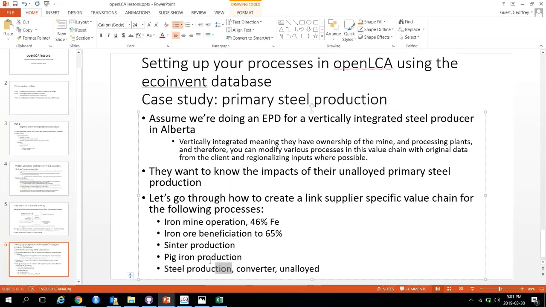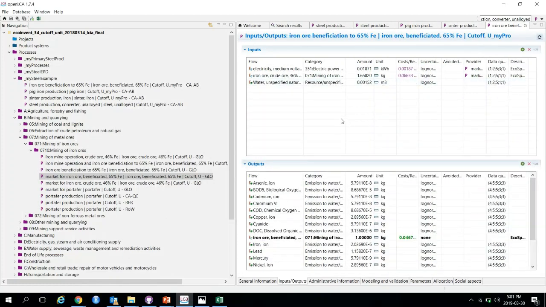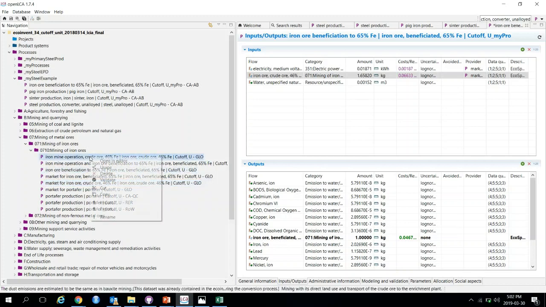So we've basically created these 4 processes. Now we just need to do one more, and that's iron mine operation, with 46% iron concentration in the ore. Let's close this, we don't need this now. Let's look at our iron ore beneficiation to 65% process, and we see there it is. Assuming the global, we look at the ecoinvent processes for iron ore, crude ore, and we can see that there's only one process, likewise for the 65% beneficiation one. So we only really have one choice to copy, and that's this transforming process here.